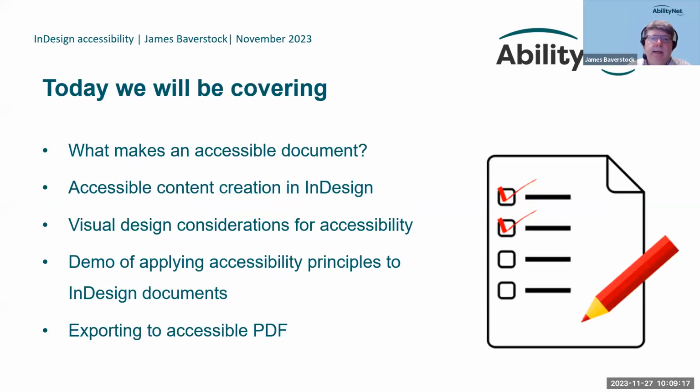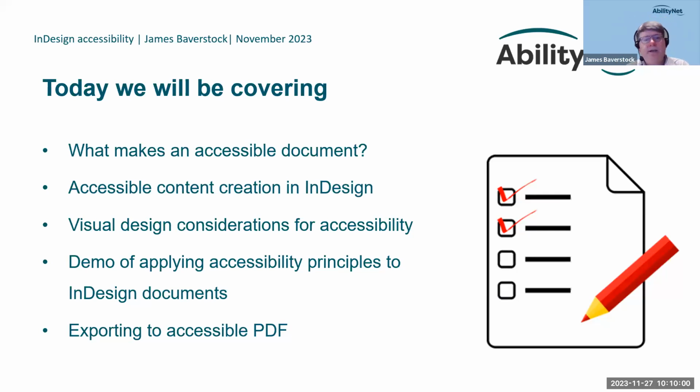Today we're going to be looking at how we can make accessible documents, accessible PDFs via InDesign. We'll start by thinking about what makes an accessible document. So thinking about document accessibility at a high level, looking at what digital accessibility is, how the Web Content Accessibility Guidelines can apply to documents, as well as what features we expect to see in an accessible document. We'll then go on and think about accessible content creation in InDesign. So how we should think about using InDesign in an accessible document creation workflow, and the basics of using paragraph styles and built-in tools within InDesign for accessibility.